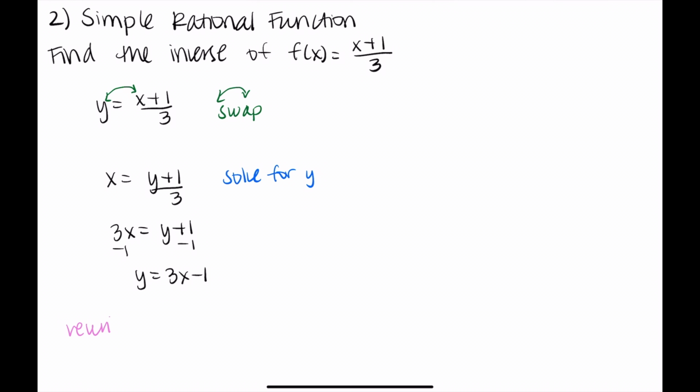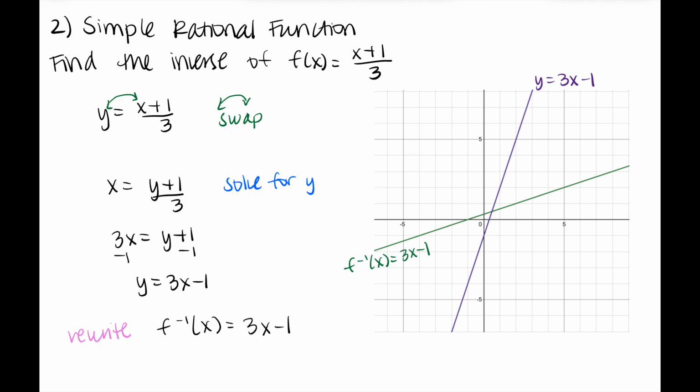And our last step is going to be to rewrite this in the inverse function notation. So we will have the inverse of f of x equals 3x minus 1. And again, visually, our graph here in purple, we have y equals 3x minus 1. And then our green line is our inverse. And see how these are inverses of each other. They are reverses of each other and they intersect.